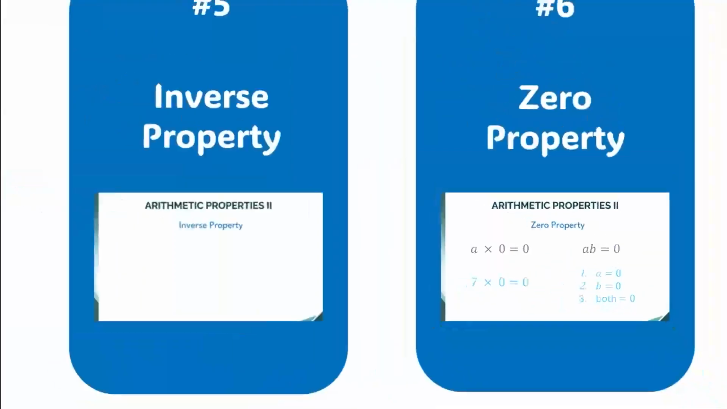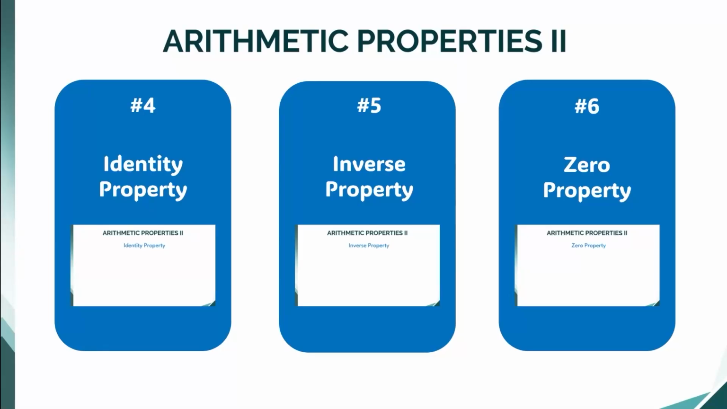So those are the three properties, or at least the three arithmetic properties of properties number 2. We have the identity property. Think of it as things don't change. If you add 0 to something, it doesn't change. If you multiply something by 1, it doesn't change.